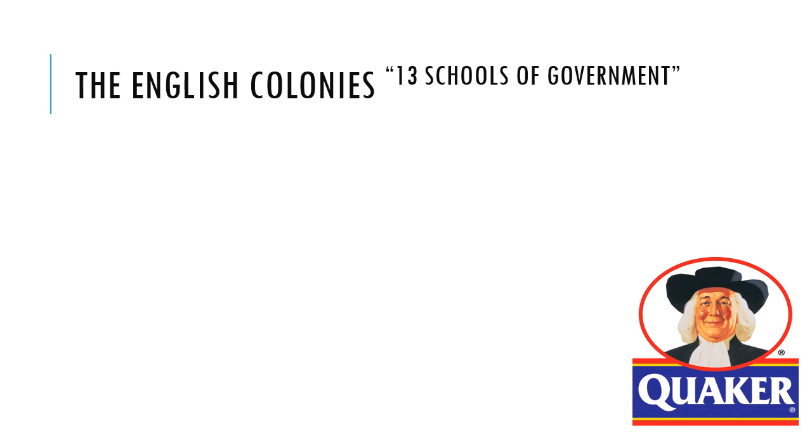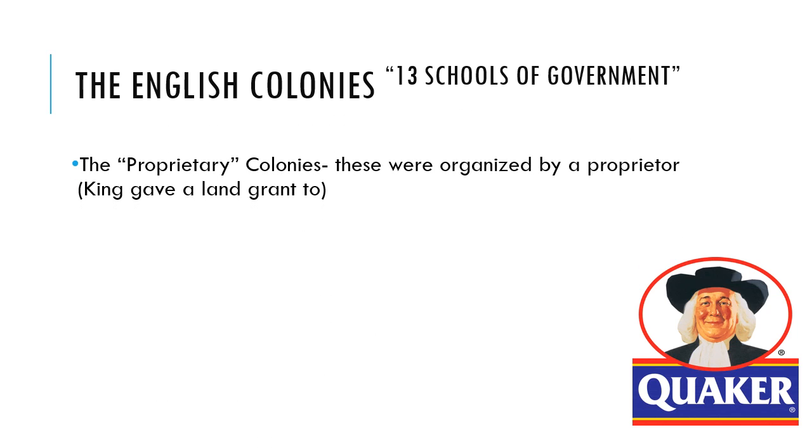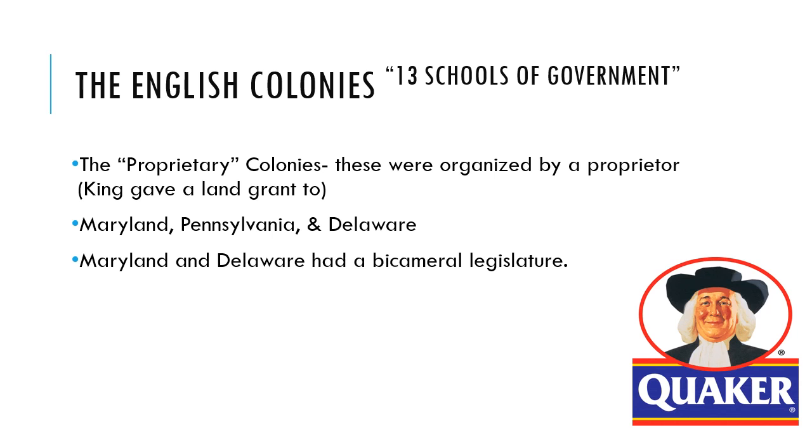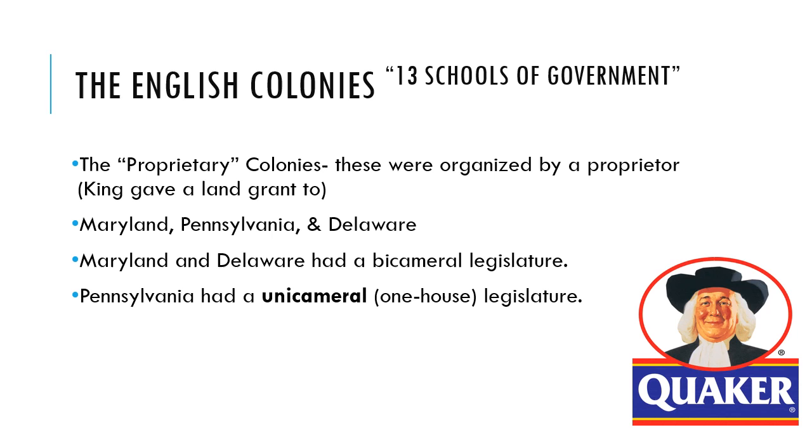Now, you see quick roads there because we're talking about proprietary colonies. These were organized by a proprietor. The king gave a land grant to this individual for the creation of a colony. Maryland, Pennsylvania, and Delaware were considered to fall underneath this category. Maryland and Delaware had a bicameral legislature. Meanwhile, Pennsylvania had a unicameral, one-house legislature, which is kind of cool.